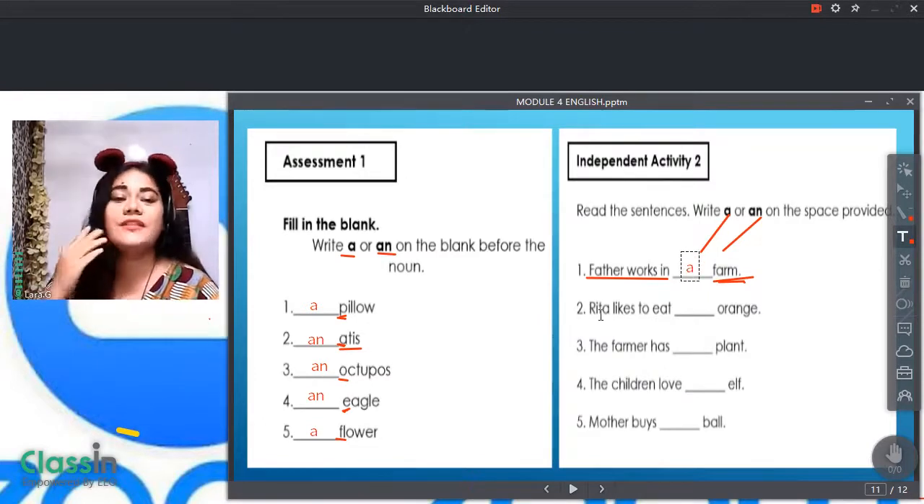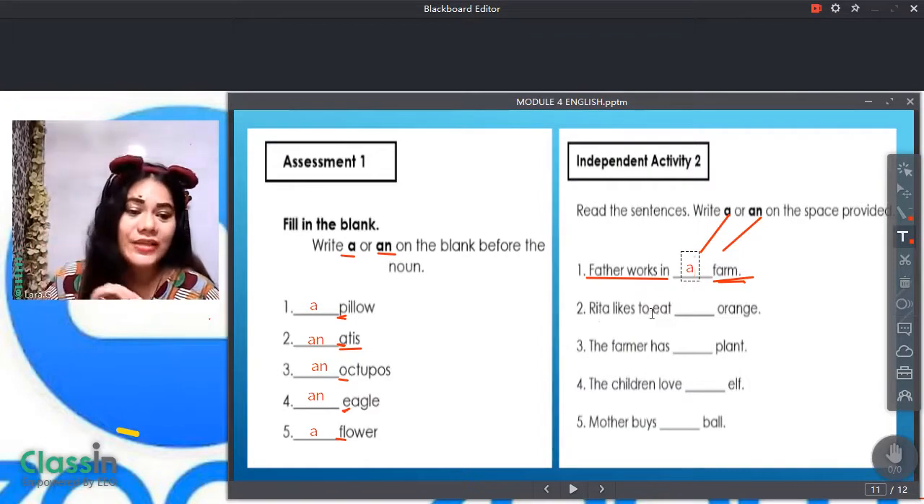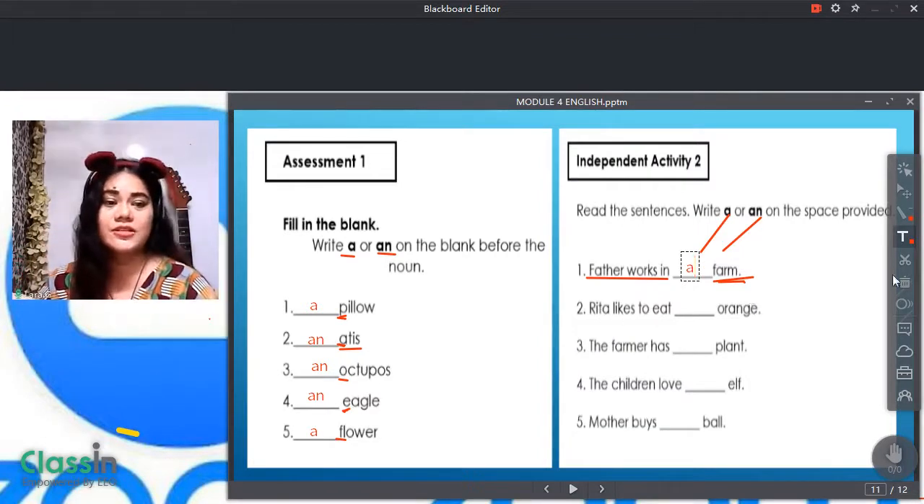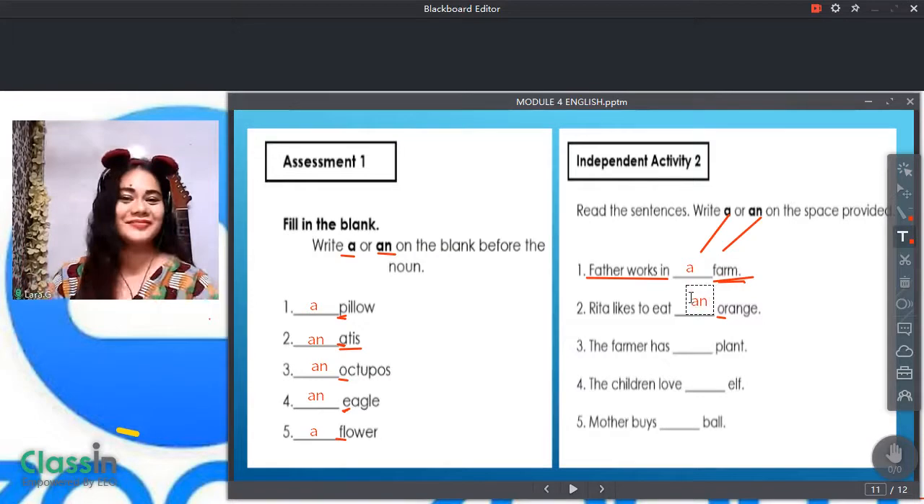Let's go with number 2. Rita likes to eat blank orange. It starts with an O. Is O a vowel? A, E, I, O, U. Yes, it is a vowel. So we have to use an.